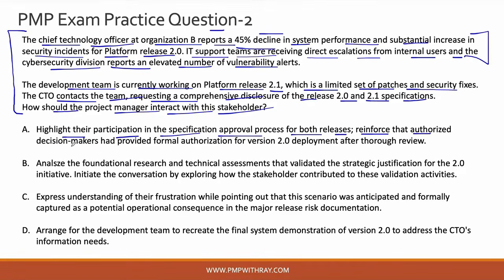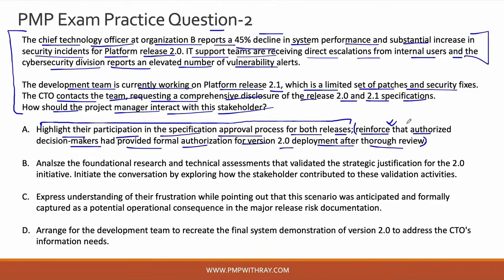Reinforce that authorized decision makers had provided formal authorization for version 2.0 deployment after thorough review. Okay, now that's a bit redundant, right? The first part of this option is okay, which is you are highlighting their participation. So you are highlighting that the CTO will be participating in the specification approval process for both the releases, which is good. However, this is very redundant, right? Okay, you know what? 2.0 was deployed after thorough review. So it is not my responsibility that something is going wrong with that.